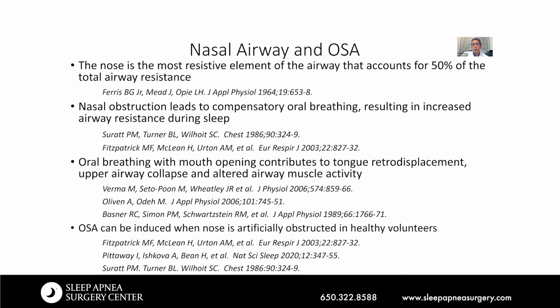If your nasal breathing is obstructed, you're going to have to compensate by breathing through your mouth. It results in increased airway resistance when you're asleep. And when your mouth is open, your tongue is going to reposition posteriorly and actually narrows the airway. Mouth opening with retrodisplacement of the tongue alters the genioglossus muscle and the airway muscle activity, so it makes the tongue more floppy and collapsible. And if you obstruct a healthy individual's nose, you're going to induce sleep apnea, both men and women, okay?